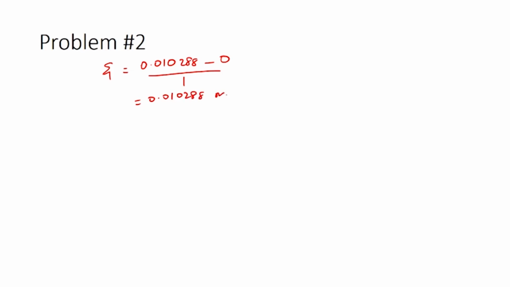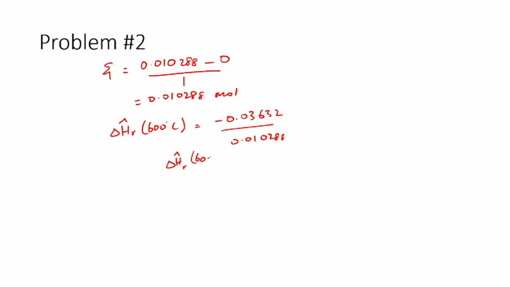giving you the extent of reaction as 0.010288 moles. So, from here we can calculate delta HR cap at 600 degrees Celsius as minus 0.03632, which is the delta H we calculated, divided by 0.010288, giving a value for delta HR cap at 600 degrees Celsius as minus 3.53 kilojoules per mole.